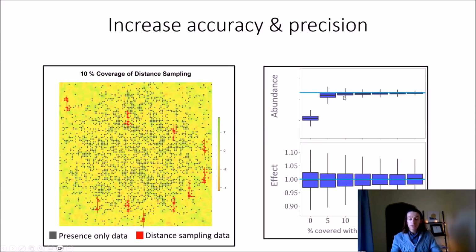But adding in even just a small amount of distance sampling data allows you to estimate that abundance accurately. And as well, the more distance sampling data that are included, the greater precision you're able to get at estimating. I believe this is a covariate effect here. So really with this data integration, we're increasing our sample size essentially by putting multiple data sets together. So that's another big appeal of iSDMs.